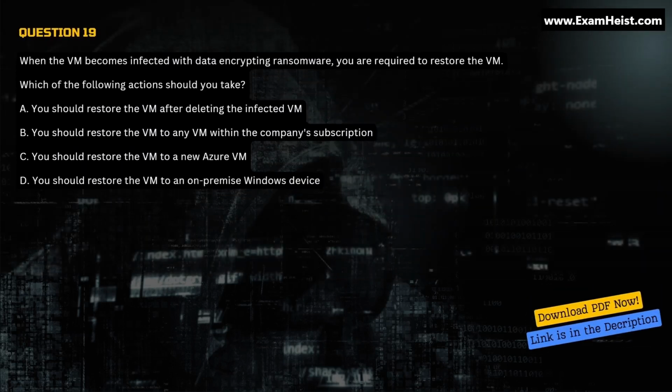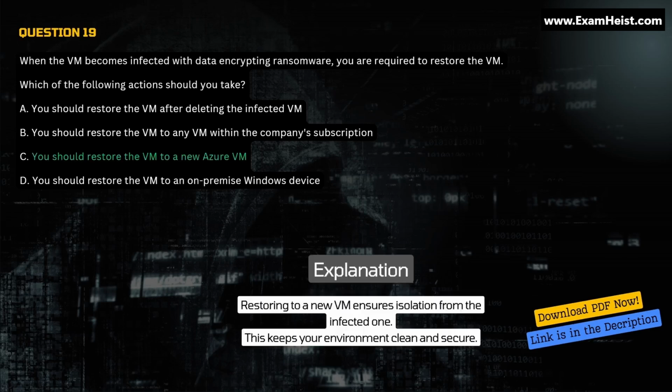Question 19. When the VM becomes infected with data encrypting ransomware, you are required to restore the VM. Which of the following actions should you take? A. You should restore the VM after deleting the infected VM. B. You should restore the VM to any VM within the company's subscription. C. You should restore the VM to a new Azure VM. D. You should restore the VM to an on-premise Windows device. Correct answer is C. Explanation: restoring to a new VM ensures isolation from the infected one. This keeps your environment clean and secure.